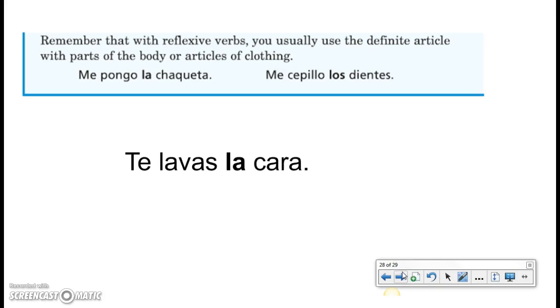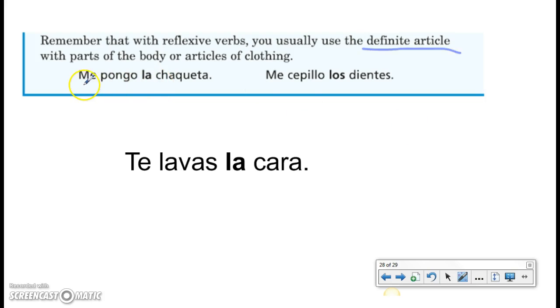Last rule to remember with reflexive pronouns, because we're usually talking about things that we do to ourselves, like to our own bodies. When we're talking about parts of the body and articles of clothing, we don't use, like in English we say, I put on my jacket, or I brush my teeth, or you wash your face. You don't do that in Spanish. In Spanish, you just use the definite article. Remember, the definite articles are el, la, los, and las. And so I would just say, me pongo la chaqueta.